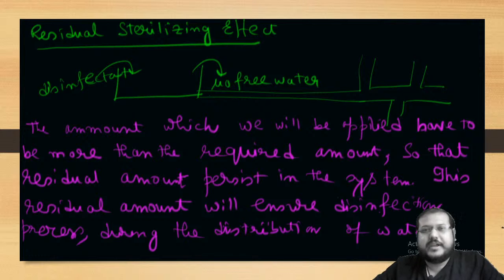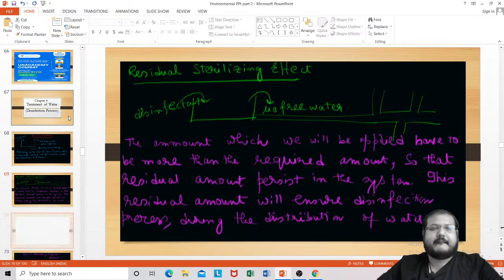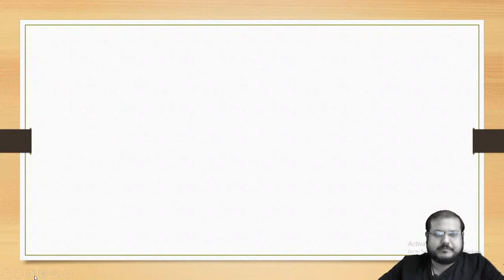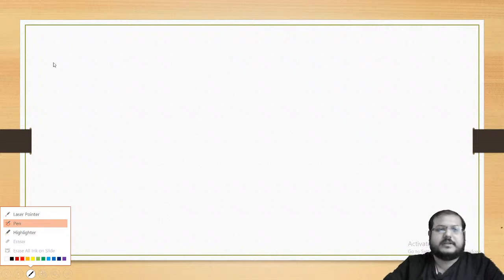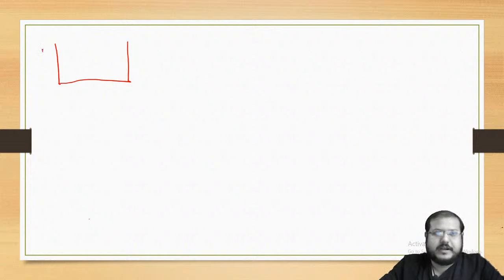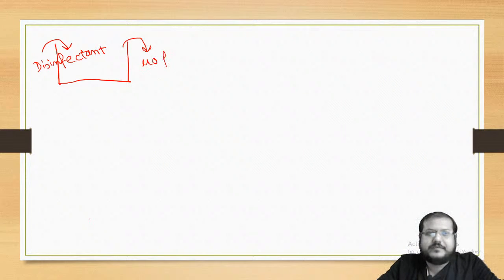Now, we're going to a very important term, that is called residual sterilizing effect. You need to understand this. Suppose in the tank you are providing water, and you are providing certain disinfectant. This is a particular tank. Now after this tank, you will get microorganism-free water. That part is okay.